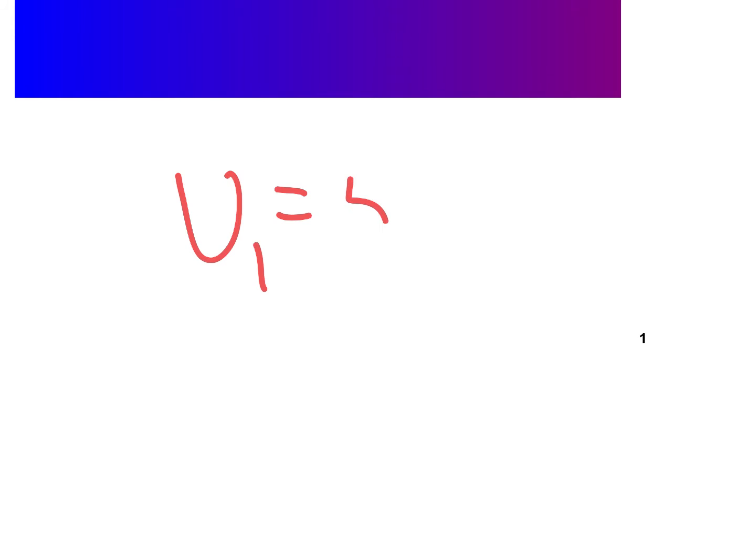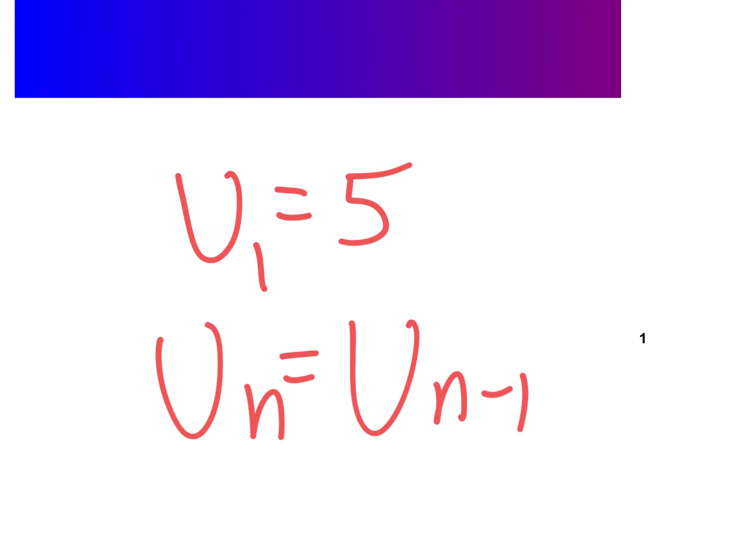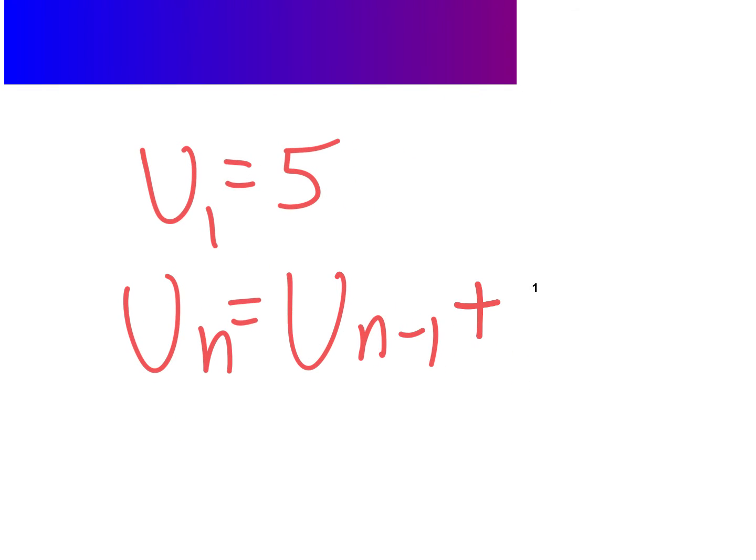U1 equals 5. That means we start with 5. Un equals Un minus 1, and then if I said plus 7, do you get that would mean I add 7 each time? If you understand this, you should be able to tell me the first 3 terms. Would you please find the first 3 terms? It is as simple as you might think.